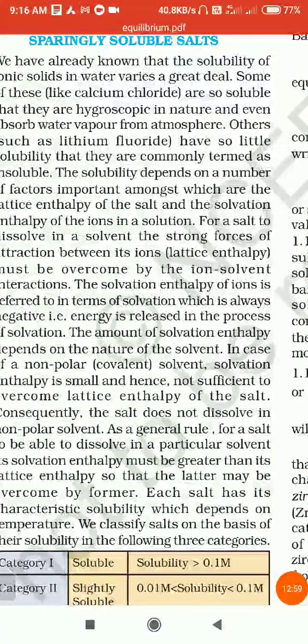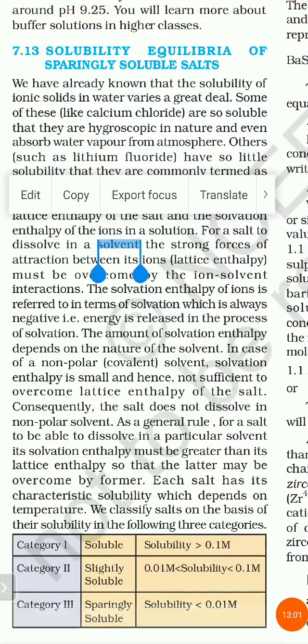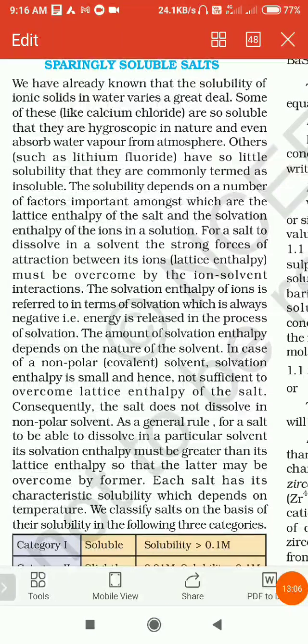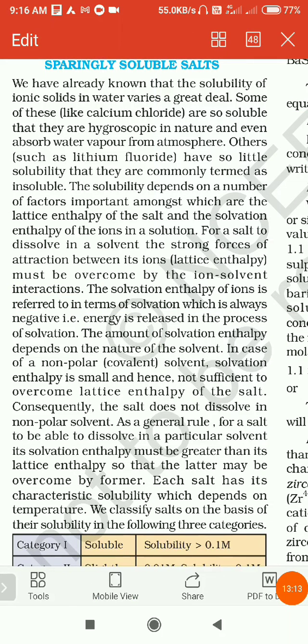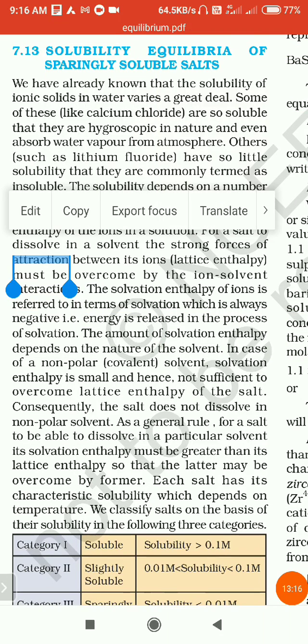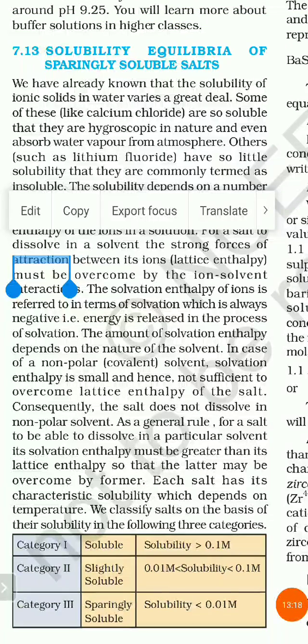For a salt to dissolve in a solvent, the strong force of attraction between the ions must be overcome by the ion-solvent interaction. That means if you are dissolving any salt in a solvent, mostly the solvent is nothing but water. The ions exert a strong force of attraction. For example, take sodium chloride.